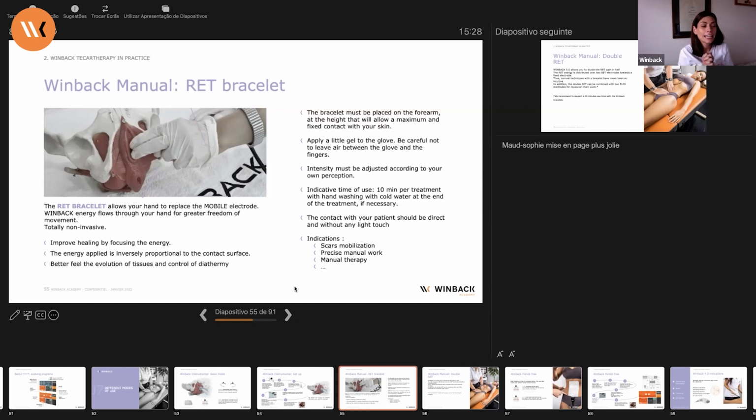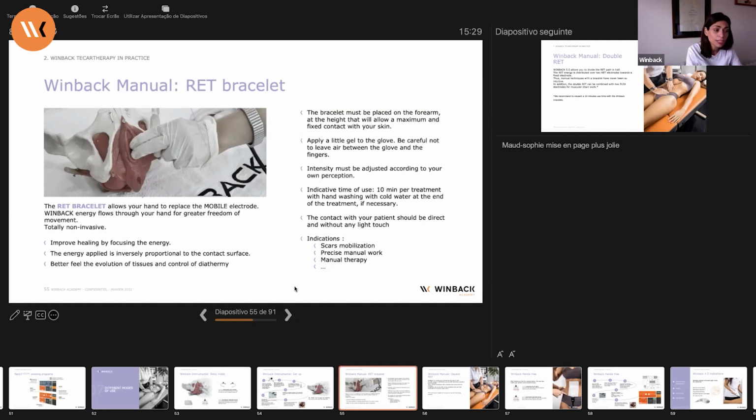And the intensity must be adjusted according to your own perception. You feel the thermal response. That's why you also need to have a good glove fitted to your hands, okay? The indicative time of using this hands-free mode is 10 minutes per treatment, with hand washing with cold water after the end of the treatment if you feel your hand is hot, okay? If you want to return to calm and lower the metabolism of the area of your own hand, you just wash it in cold water after.